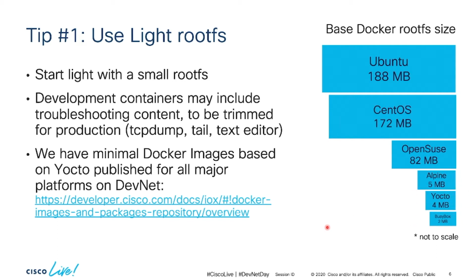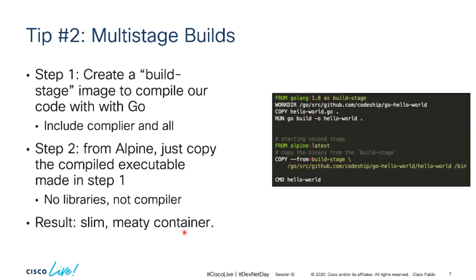So I highly encourage you to start with a minimum rootfs and add features as you want them. If you need Python, add Python. Ubuntu will start with everything from scratch, okay? As part of Cisco DevNet, we've made a number of rootfs Docker images available for you to build against most of our platforms. Those are Yocto-based, minimum rootfs that also include everything you need to run on IOx. So please use that. Second thing is multi-stage builds.